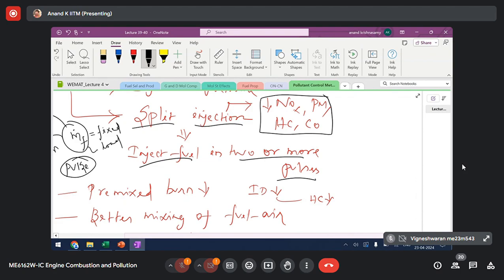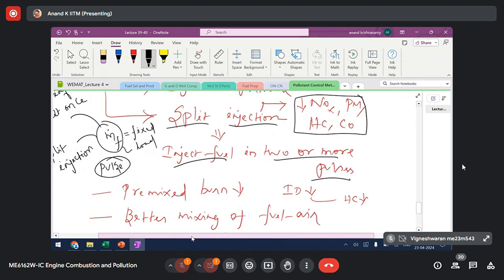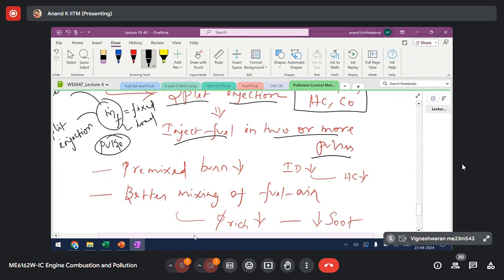Now let us see how it does all this. When you split the total mass into n number of pulses, the first pulse creates the delay time. Since we have a reduced mass in the first injection, you will definitely have a shorter ignition delay time. Because you are injecting less in the beginning, you are not injecting the entire mass at once. The quantity injected in the first pulse is less, so the ignition delay time will come down, and the mass injected during the delay time also comes down.